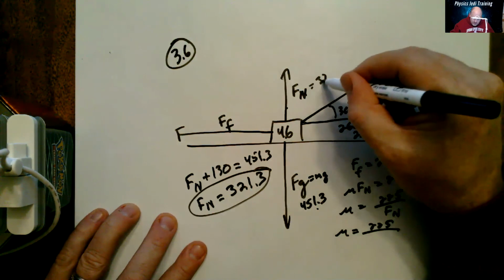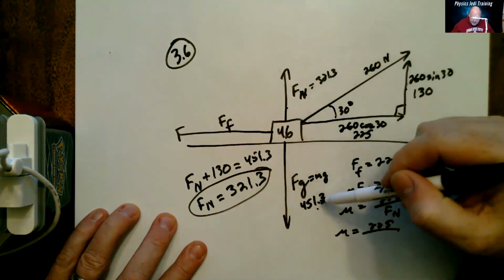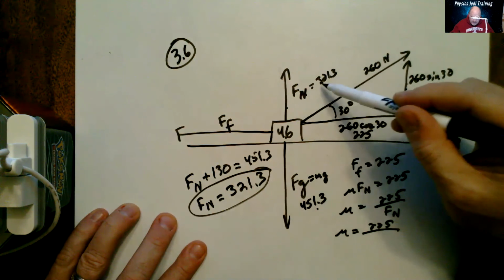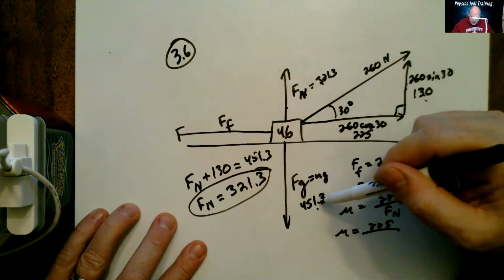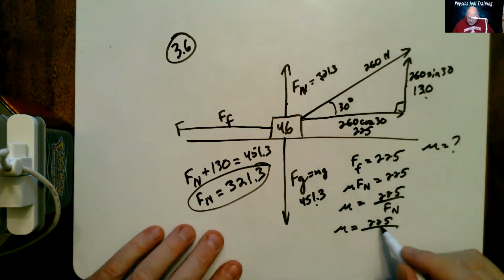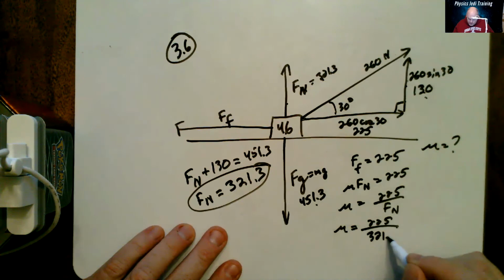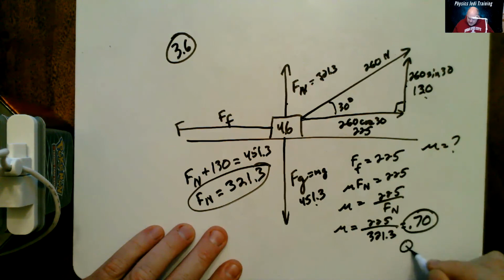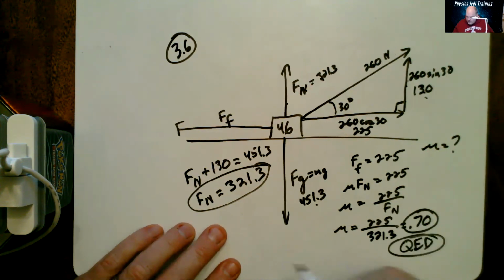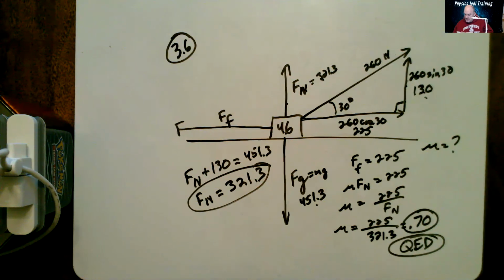This is 321.3. Notice Fn is not the same as the weight. It's smaller because there's also an up force of 130. This and this equal 451.3. Ups have to equal downs. So I'm going to take 225 divided by 321.3 to get my mu, and that comes out to be 0.70. QED. That's how you do problem 3.6. So hopefully you understood all those force FBD problems, and we're then going to start on inclined plane problems next.